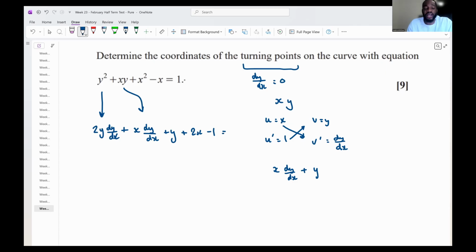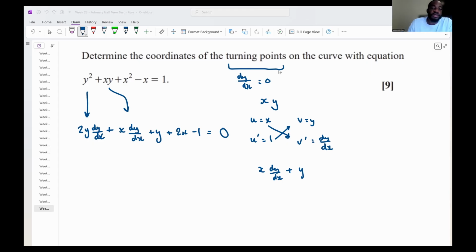When we differentiate the right-hand side, this is a constant term, so 1 differentiates to 0. So this is what we should have got. How many of us got this? We happy with this so far? Yeah, good stuff. Brilliant. So now, what do we do?